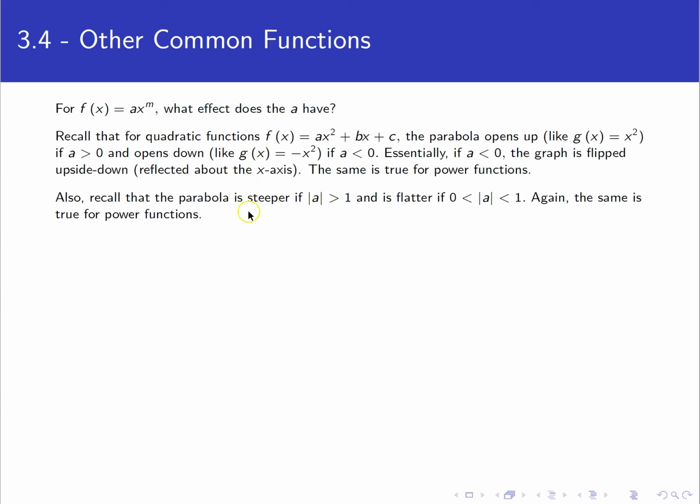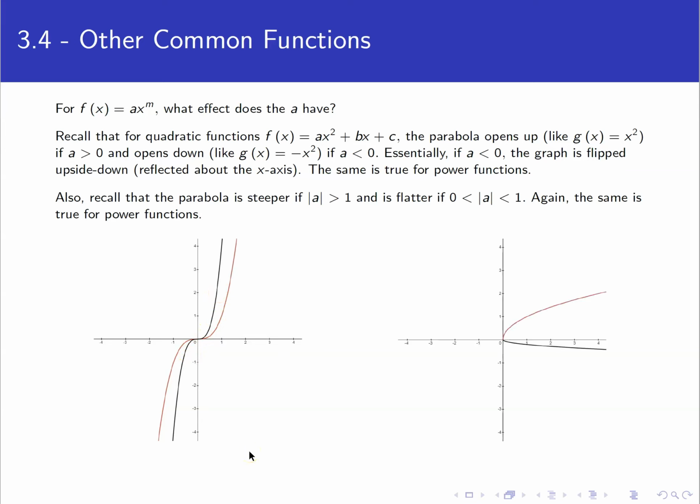Also, the parabola was steeper, or narrower, if the absolute value of a was greater than 1. So the bigger the a got, ignoring the sign, the skinnier it got. Flatter if it was between 0 and 1. So the original one is the red one. This would be f of x equals x cubed. If we multiply that by 2, it got skinnier. Here is f of x equals 2x cubed. Notice it just got skinnier, but it's the same basic shape.